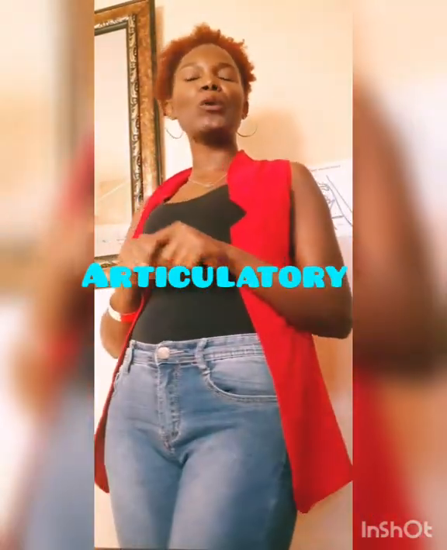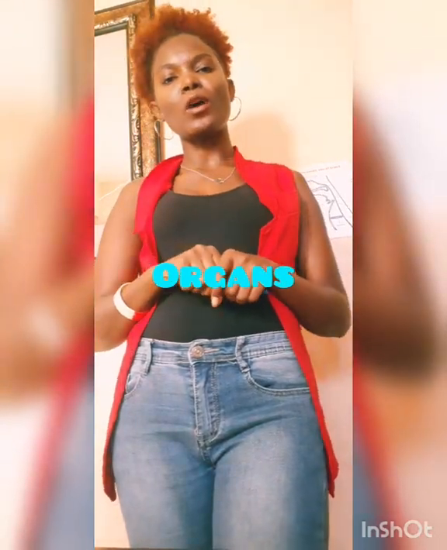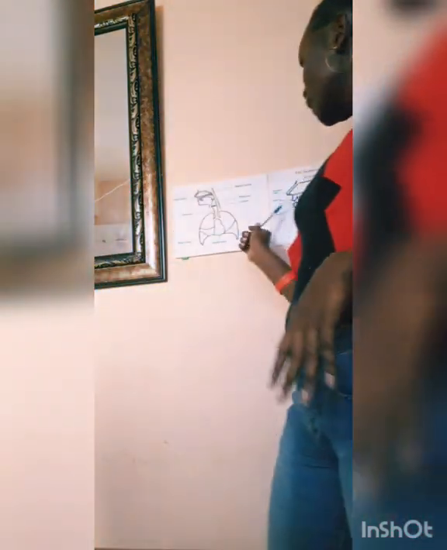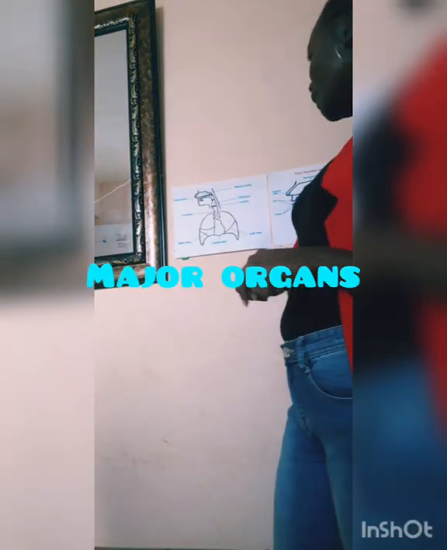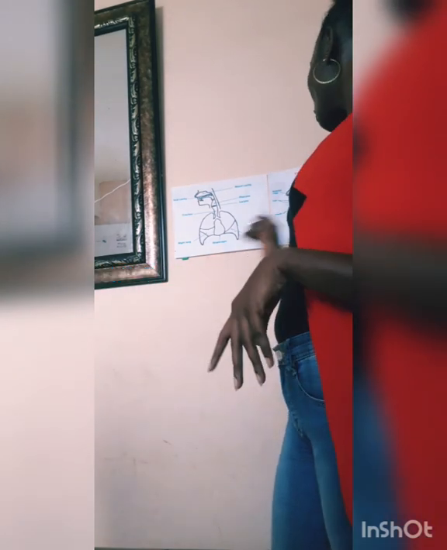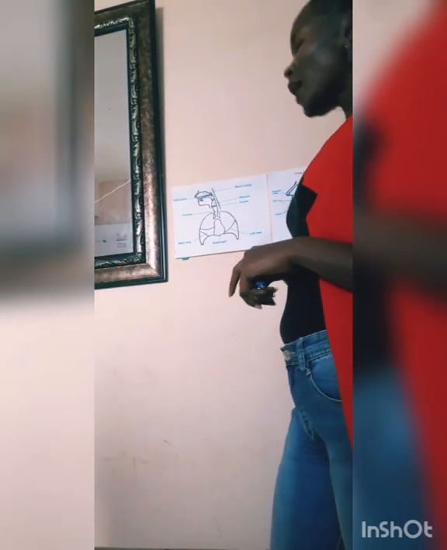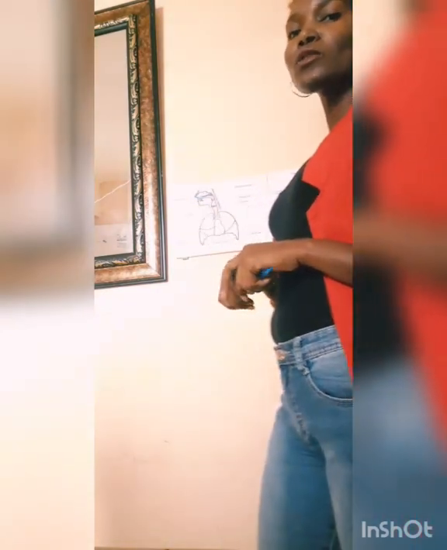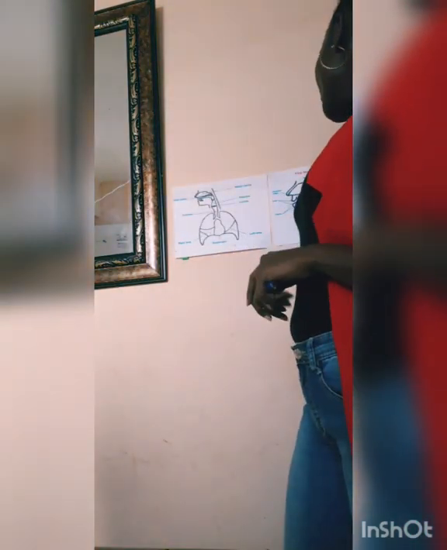Everyone, this is Dominga, and now we're going to be talking about the organs that participate in the human articulatory system. For this, we're going to be showing which are the major organs, as we can see here, that participate in this system, and also what we call supraglottals or the human vocal tract.